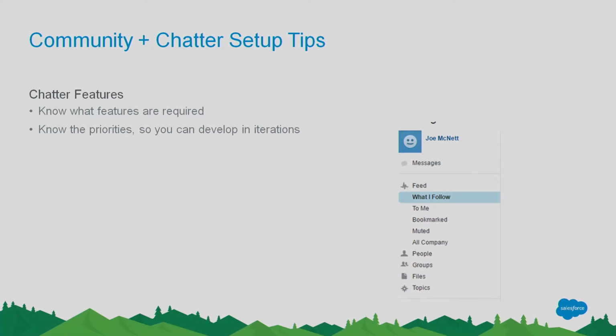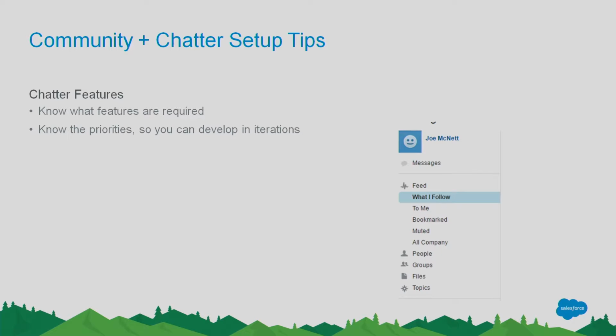So you have the messages, which allow for sending private messages to the users that you can see or have access to. You have your Chatter feed there: what I follow, to me, bookmarked, muted, all company. For instance, to me is if someone @messaged you, you can grab that real quick. Bookmarked, you want to monitor something, you just keep it bookmarked, it's easy to get to. Or muted, you have a feed that you don't think is important right now, but you want to look at later, you just bookmark or mute it, and then you're able to come back, and if you want to see it again, you just unmute it.